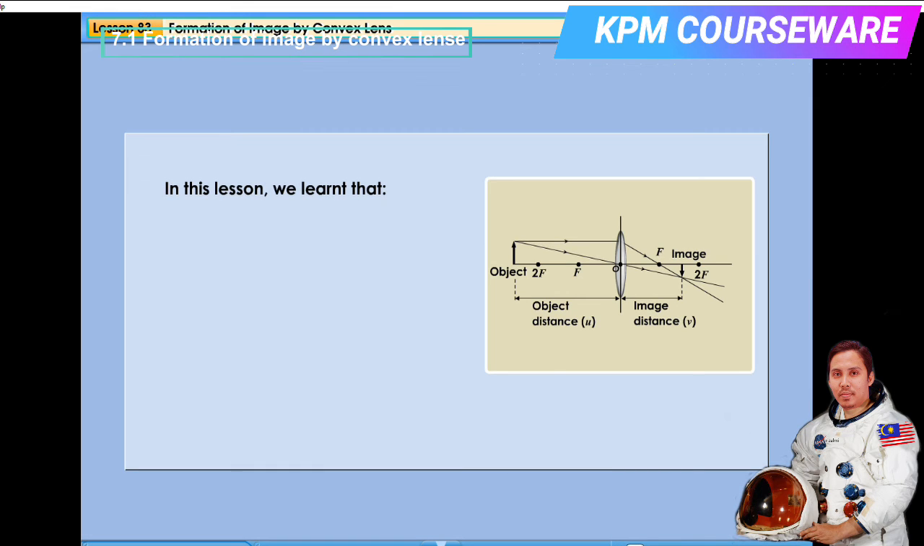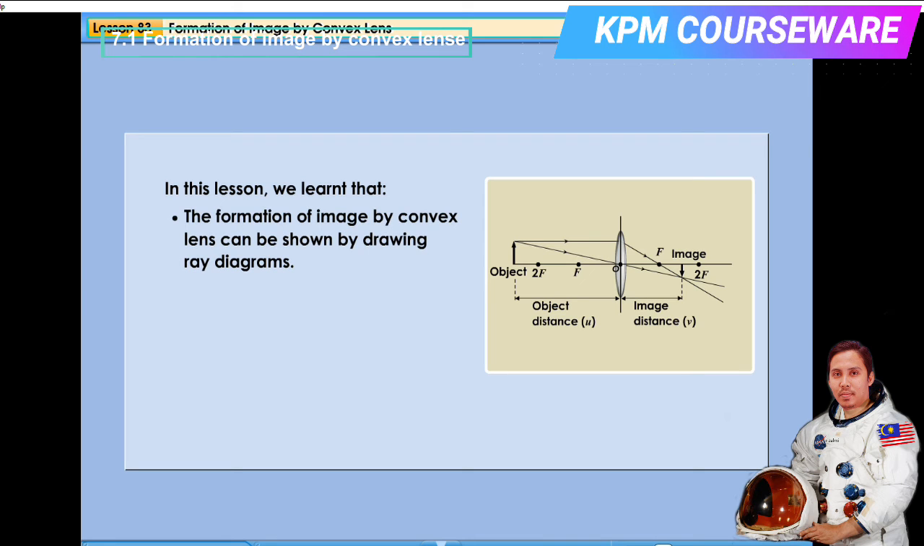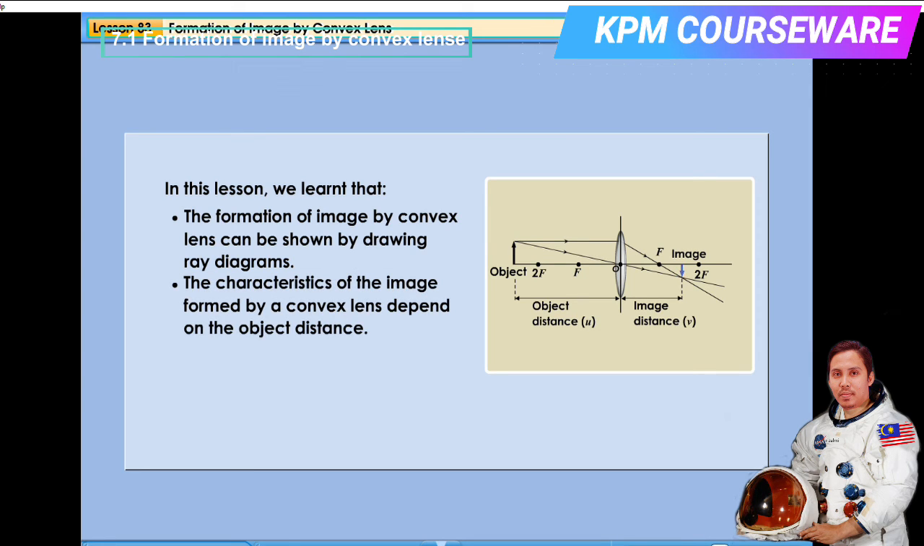In this lesson, we learned that the formation of an image by a convex lens can be shown by drawing ray diagrams. The characteristics of the image formed by a convex lens depend on the object distance. The image is also formed on the opposite side of the object.